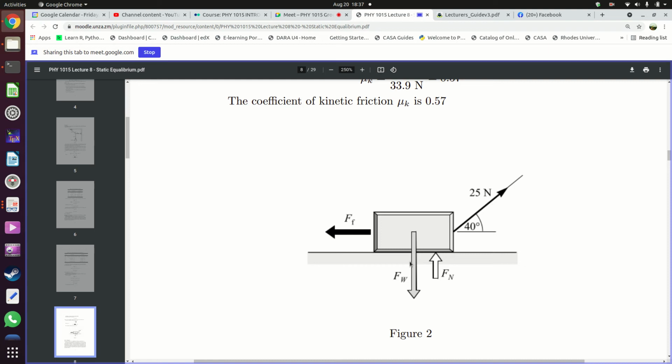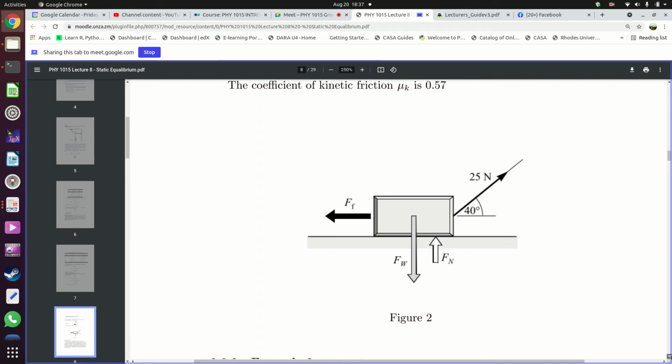Yes, sir. So with that information, you can proceed to work out the x components and the y components of each of these vectors. What are the x and y components of the 25? What are the x and y components of the normal force, which will be pointing up this way? What are the x and y components of the friction force, which will be pointing in this direction? What are the x and y components of the weight, which is going to be pointing in this particular direction?